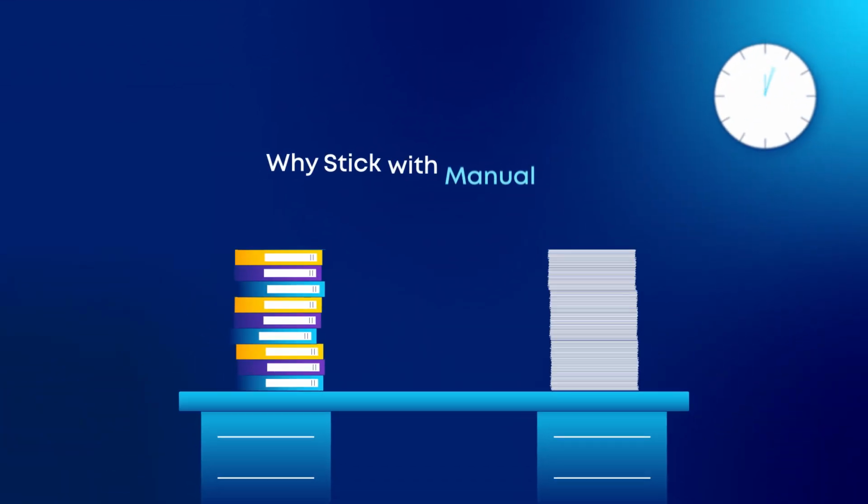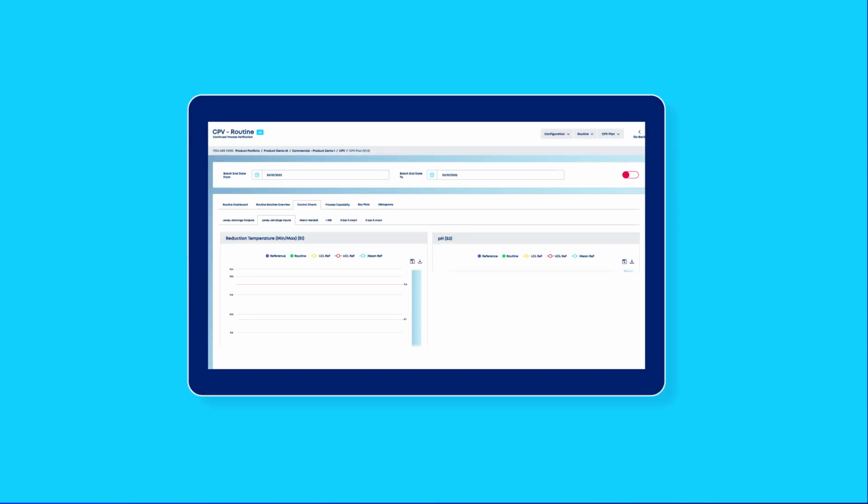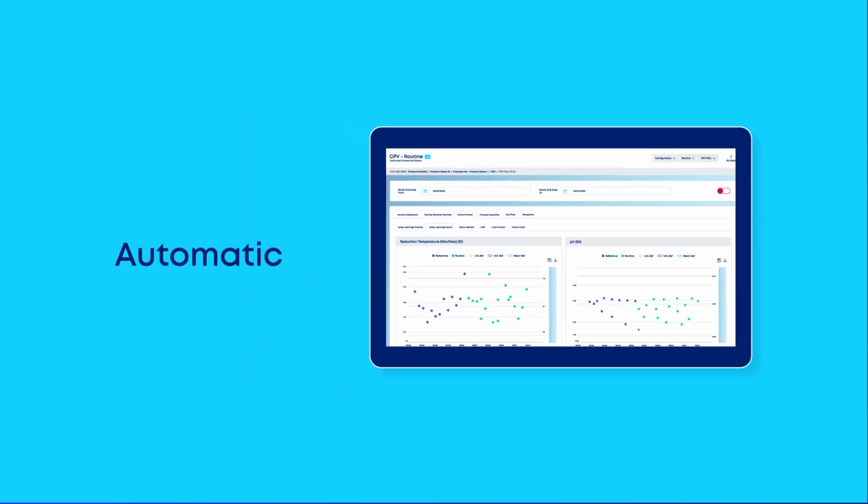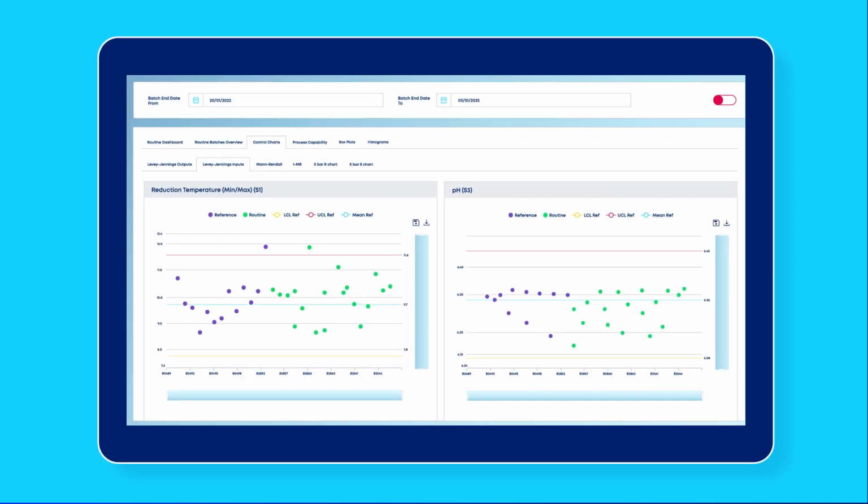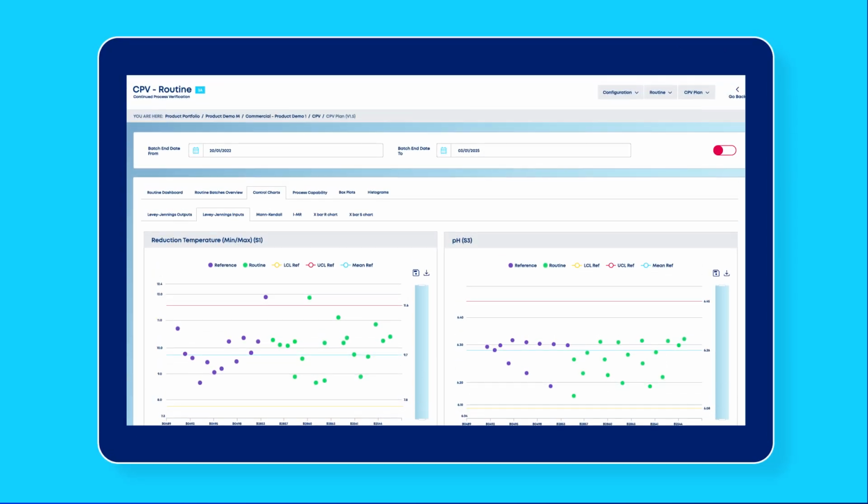So, why stick with manual CPV when it's time-consuming, reactive, and only alerts you to problems after they occur? Not exactly ideal, right? Digital CPV changes everything. Automatic, predictive, and proactive. It detects potential issues early, giving you time to act long before they escalate.